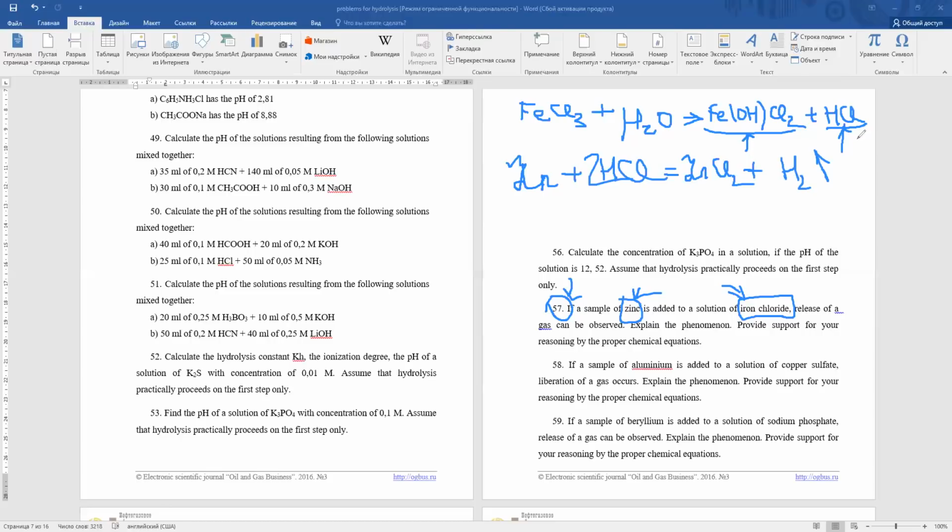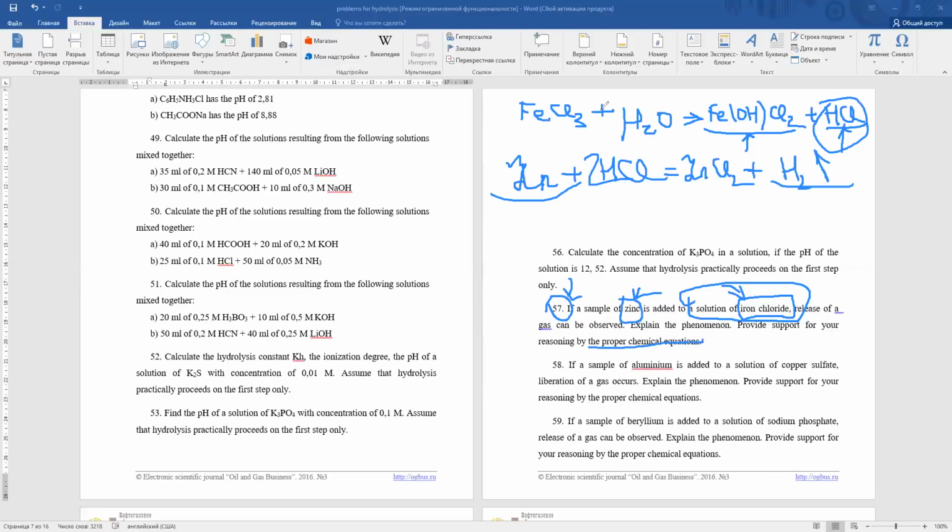Did you get it? Because a solution of iron chloride includes acids. These acids can make the zinc form hydrogen and release gas. This is the proper chemical equation.